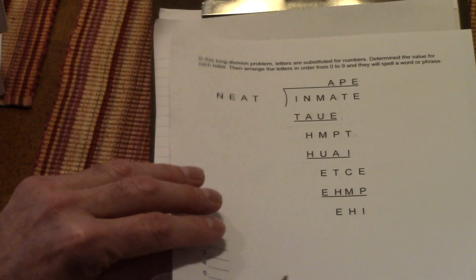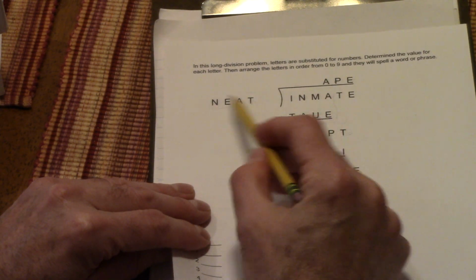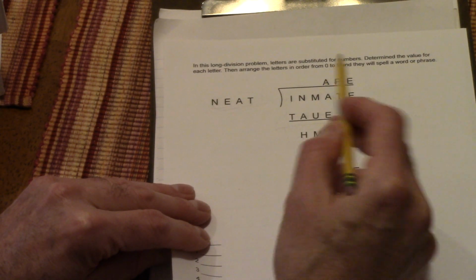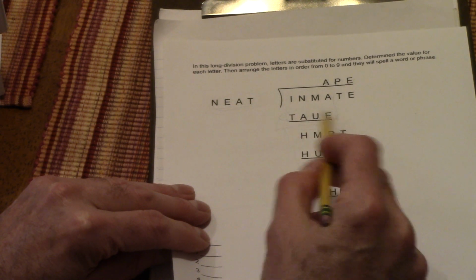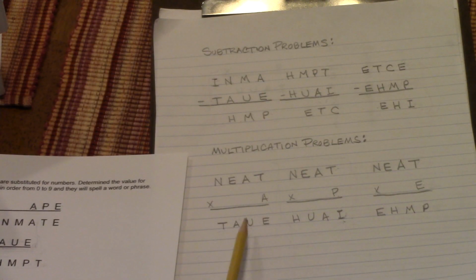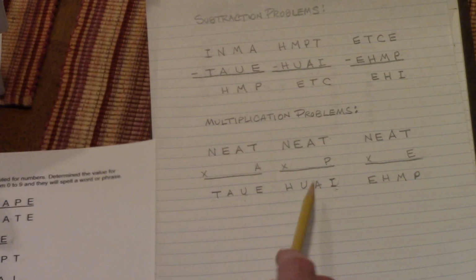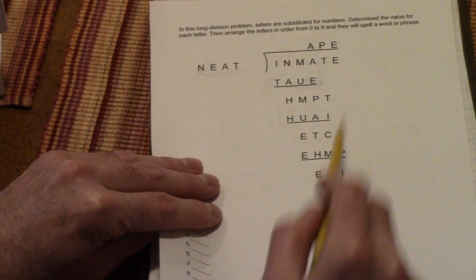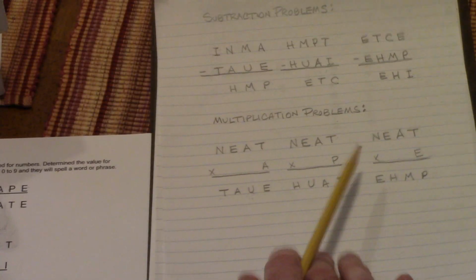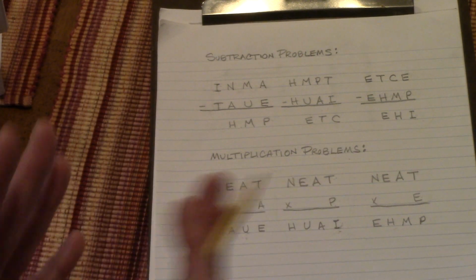Now there are also three multiplication problems, because once you have a number up here, you're going to take this 4-digit number, multiply it by that single digit to arrive at this answer here. So you've got NEAT times A equals TAUE, which I've transposed down here. Second multiplication problem, NEAT times P equals HUAI, and so forth. And then the third one, NEAT times E equals EHMP, which we have down here. All right, so for the time being, we can set our master sheet off to the side and take a look at these problems here.